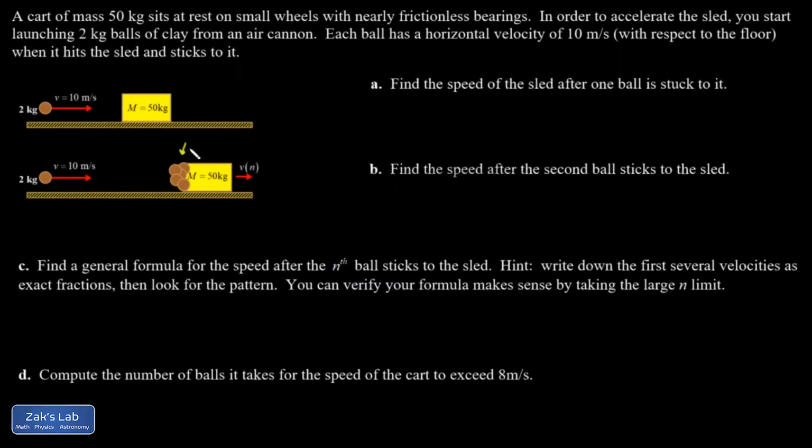So the cart is increasing in mass as this occurs, one inelastic collision after another. And it keeps speeding up, but it does so more slowly over time because its mass is growing. So we're going to try to find the general solution for this. By the time we get to part C, we want to find the speed after we shoot n balls at this sled. And then in part D, we're going to apply that formula to figure out how many times do we have to shoot this thing to make it so it speeds up to 8 meters per second.